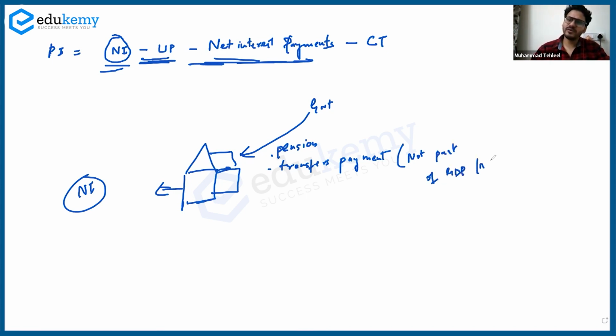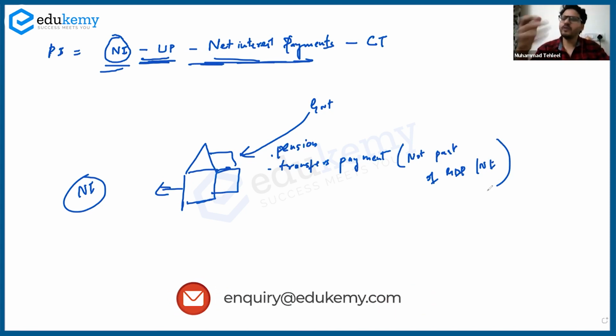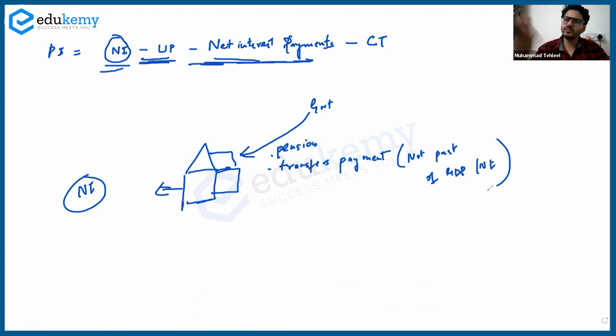They are not part of national income. Why? Because these are given without producing anything. You have a transfer payment. You are giving pension to a person of old age. At 90 years, you are giving him pension. He is not producing anything. He is not contributing anything. He is not doing anything. And still you are giving him money.